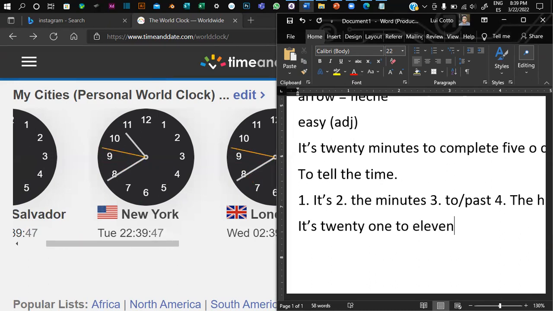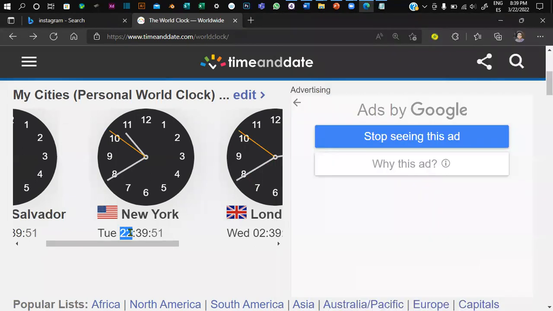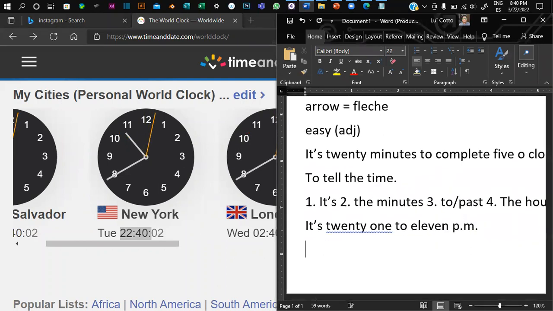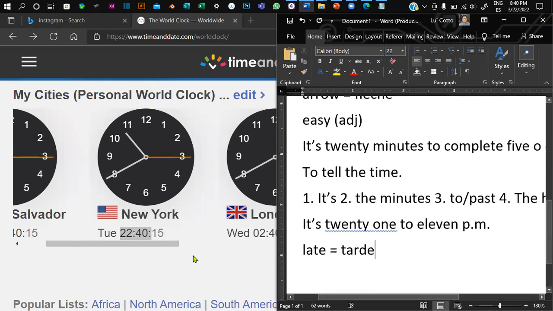It's 21 to 11. Okay, 11 a.m. or p.m.? Look at the time. Okay, this is 24 PM format. Ah, okay, p.m. Yes, at night. Very late. It's late. Bien. Okay, it's late. Es tarde. Late is an adjective. Tarde. Late. Okay, correct.